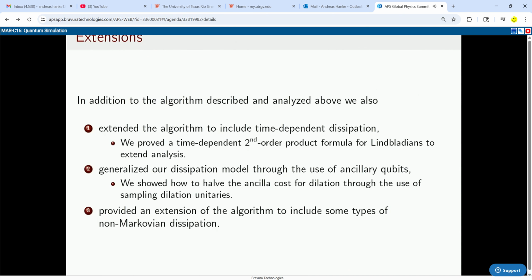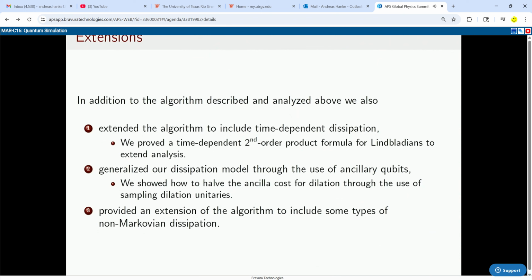In addition to the main result previously described, we also generalized our algorithm to 3 separate cases. We extended the algorithm to include time-dependent dissipation. We also generalized our dissipation model through the use of ancillary qubits and provided an extension of the algorithm to include some types of non-Markovian dissipation.